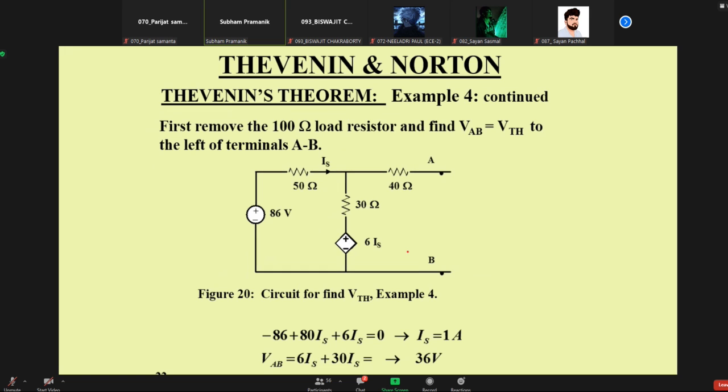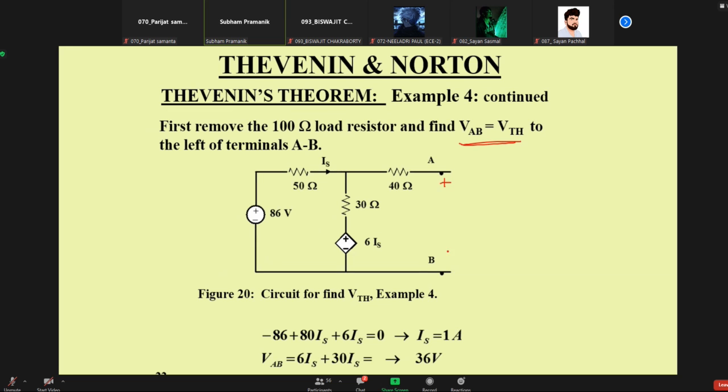Then whatever method you have learned so far, mesh method or node method, whatever you want, you can apply this to find the open circuit voltage. Here you can see that I used the mesh method where I applied KVL. See, VAB or VTH, this is required.